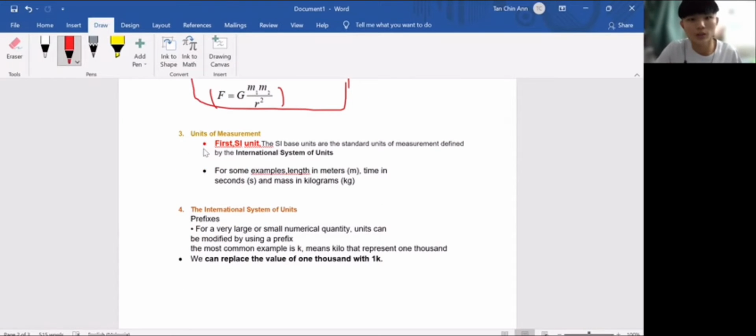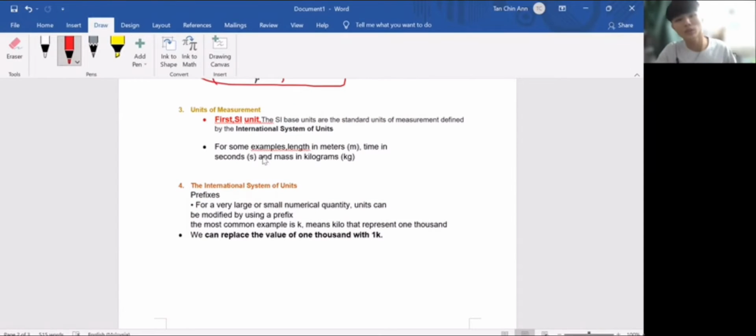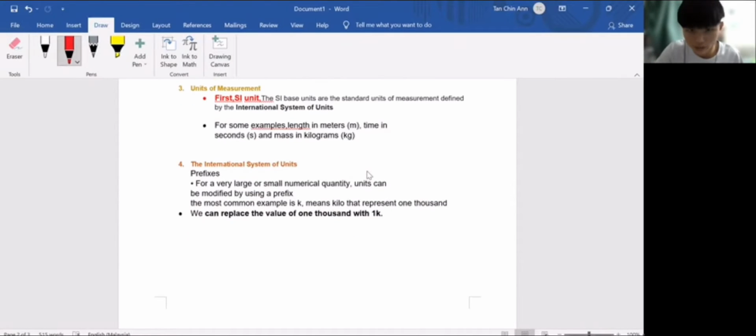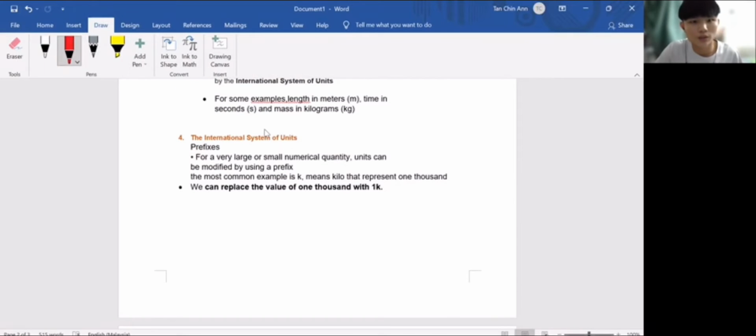And the third chapter outline is units of measurement. In this chapter outline, we learn about SI units. For example, the SI units are length in meter, m, time in second, s, and mass in kilogram, kg.